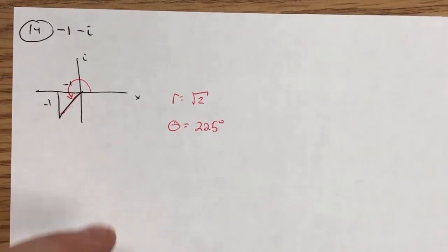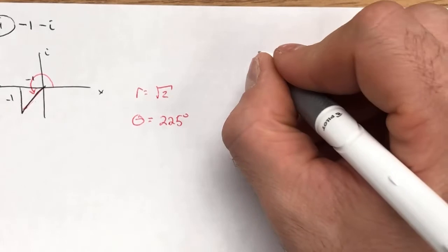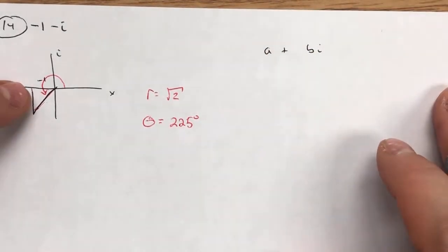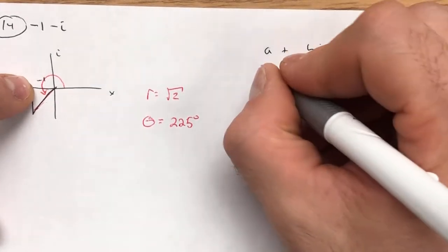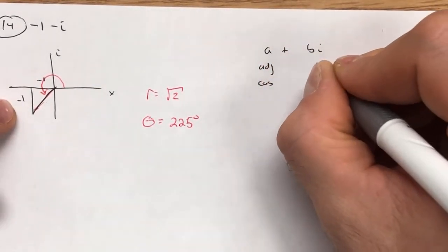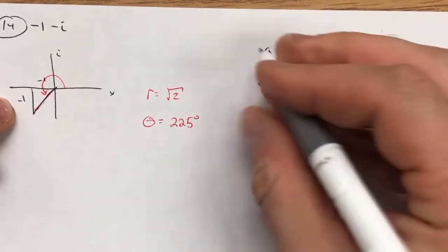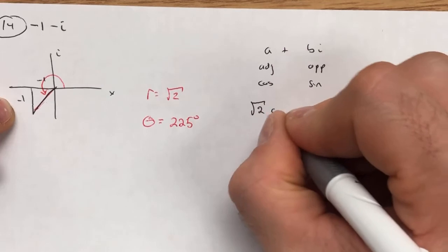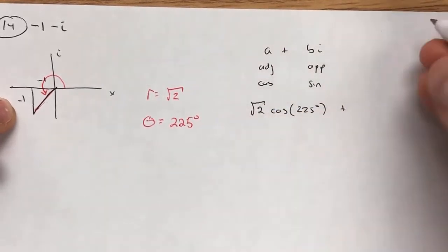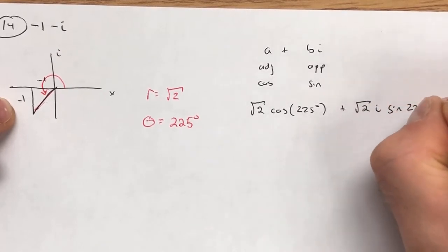So I can jump straight into my final answer and say, hey, if it is in a plus bi format, my a, which is my real number, is my adjacent, which is cosine. My b, which is my imaginary number, is my opposite, which is sine. So I get root 2 cosine of 225 plus root 2 i sine of 225.